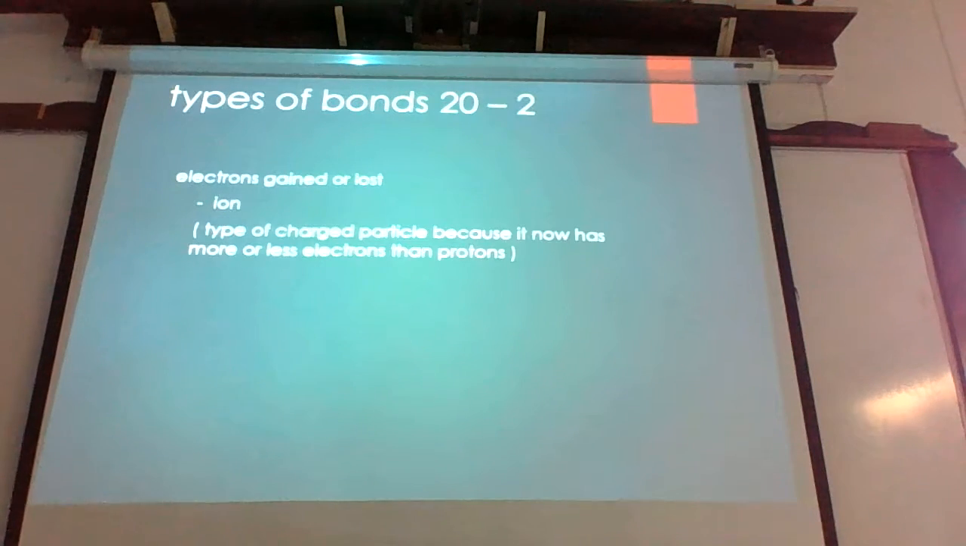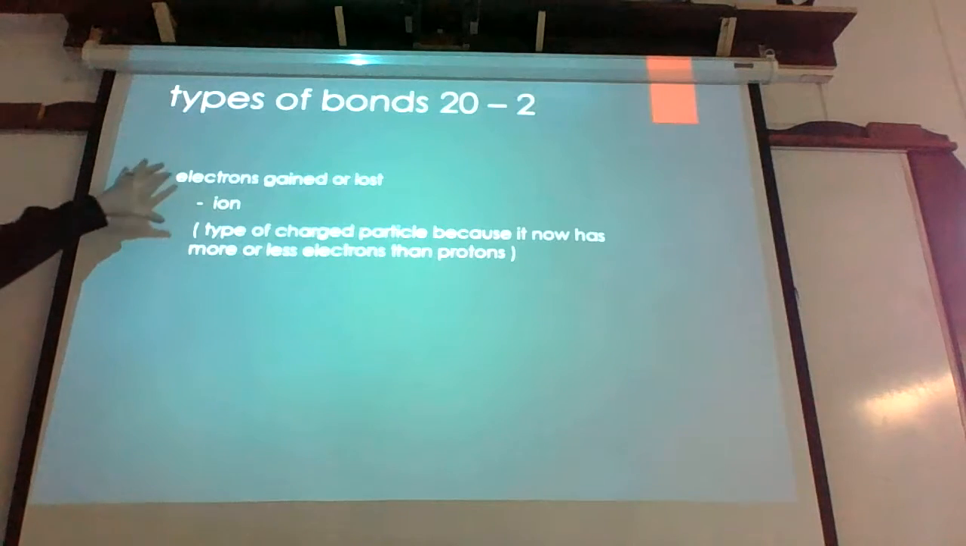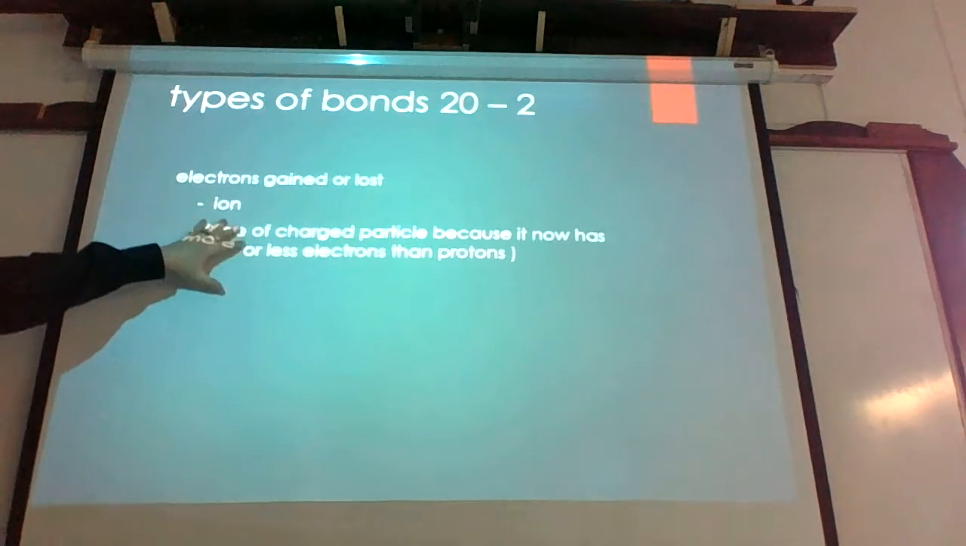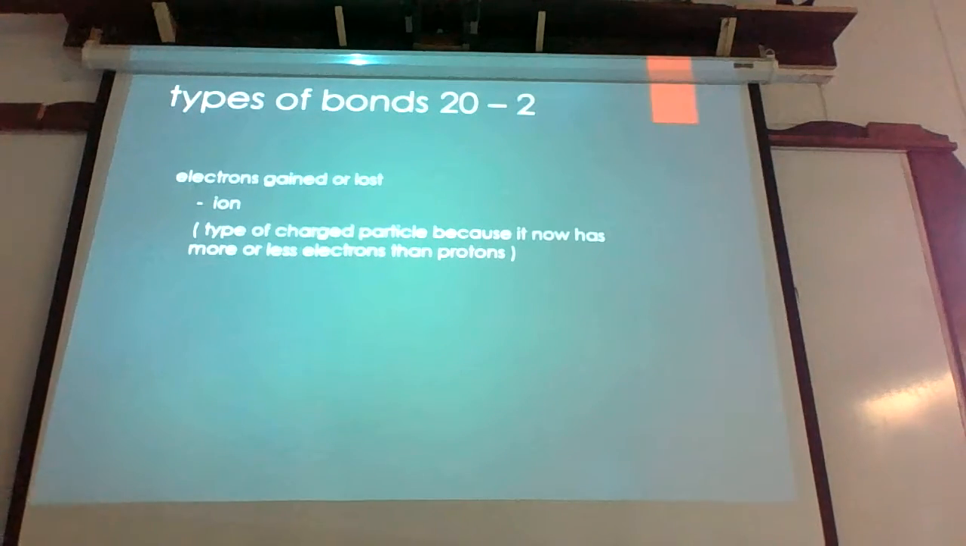So, as we move forward then, when these electrons are gained or lost, we form an ion. So magnesium is now +2. That is an ion now. Okay? Or oxygen gaining 2 electrons. It's a -2 charge. That's also an ion.